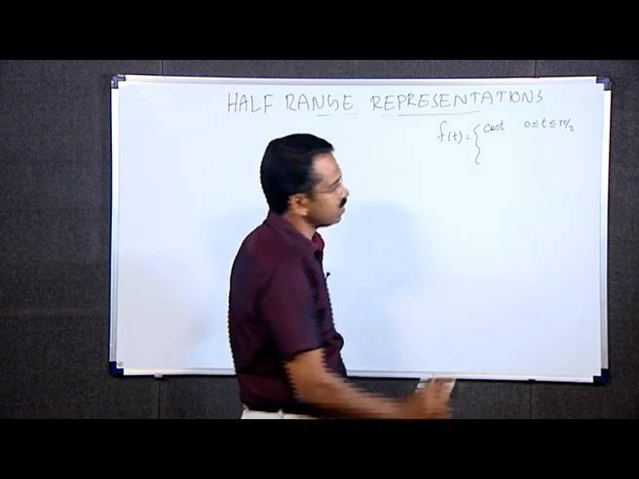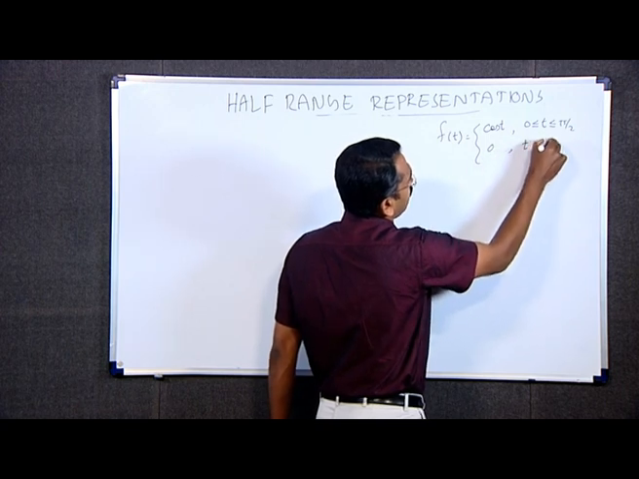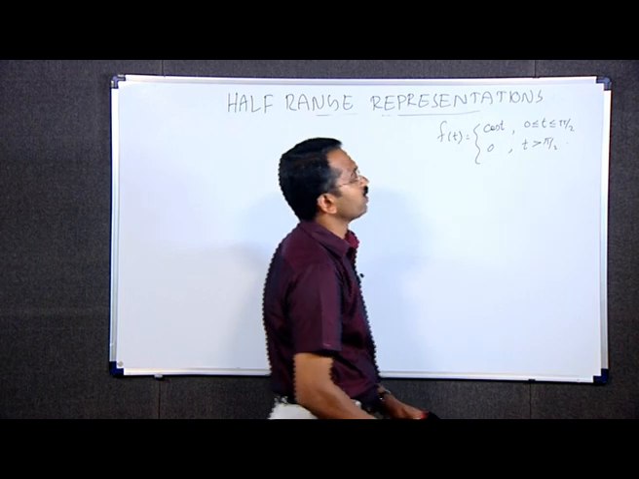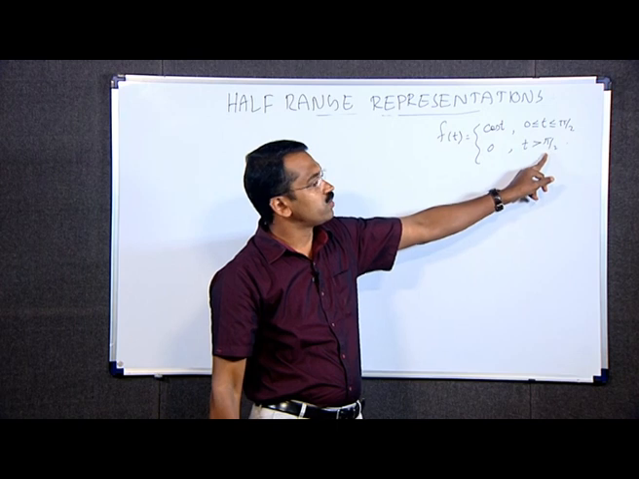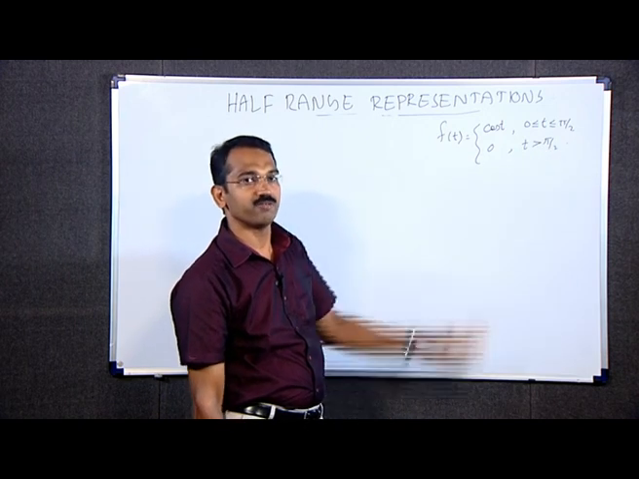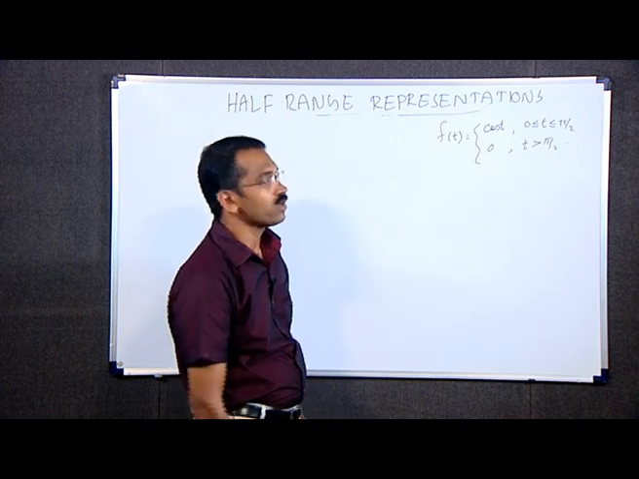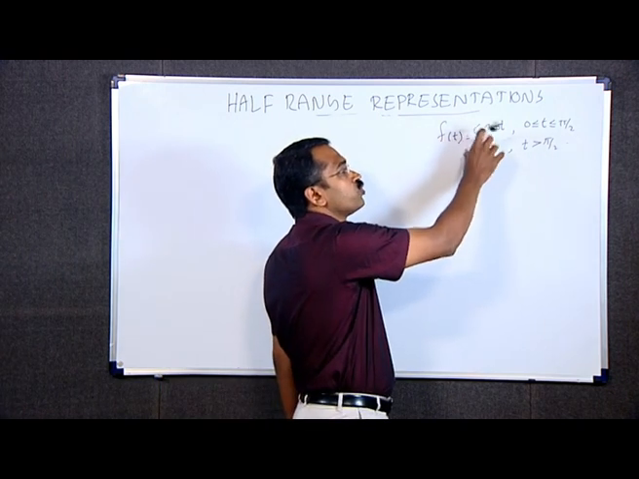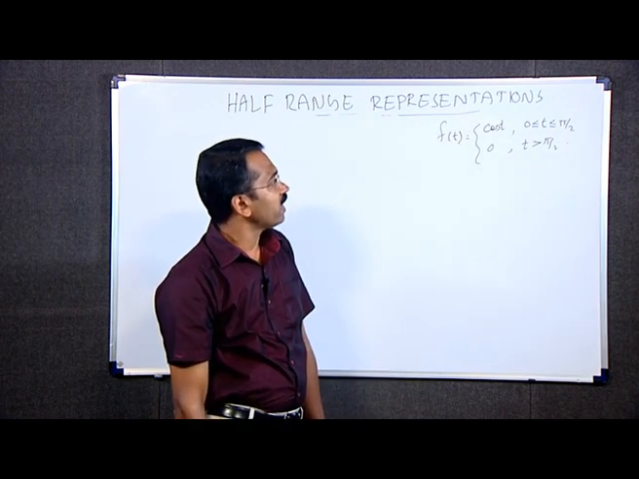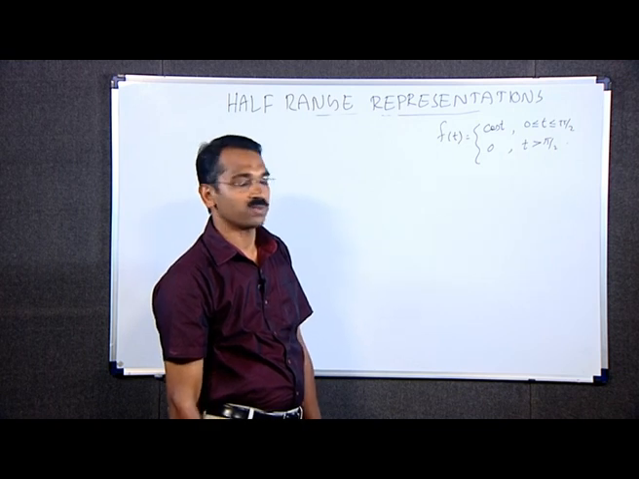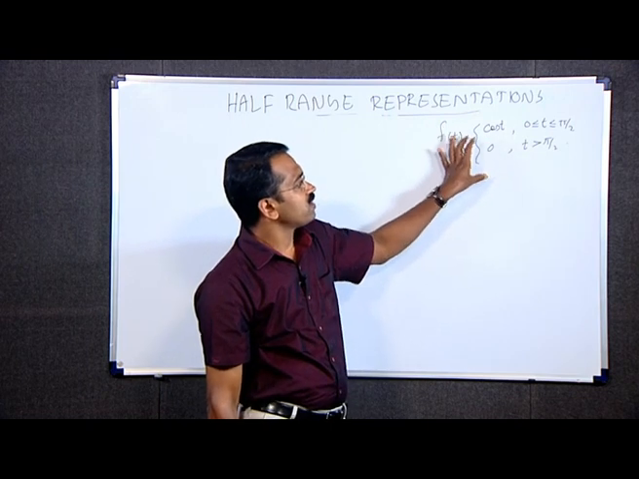And f of t equal to 0 for all t greater than pi by 2. Clearly, this function is defined in the interval 0 to infinity, that is, f of t is defined in the half range interval 0 to infinity. Therefore, we can find two integral representations. First one is the Fourier cosine integral representation, and the second is the Fourier sine integral representation. Both represent the same function f of t.